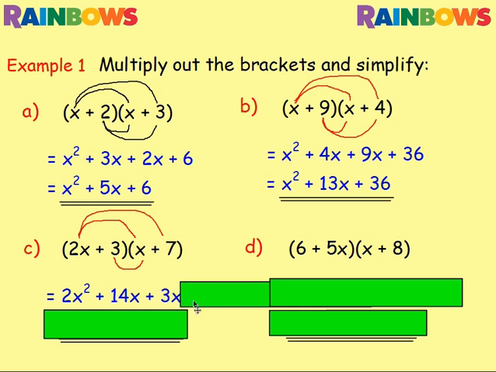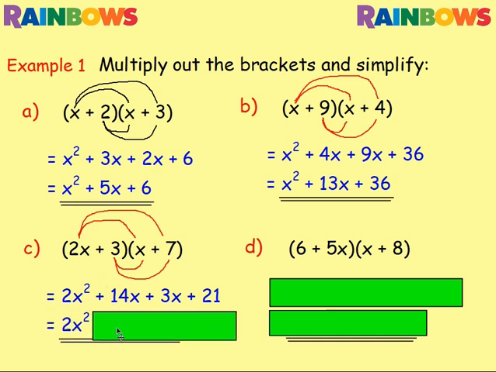3 times x is 3x, and 3 times 7 is 21, so it stays as 21. After that, x squared: how many x squareds do you have? Just 2x squared. There's no other x squareds to add or subtract. 14x add 3x is 17x, and the 21 stays as plus 21.